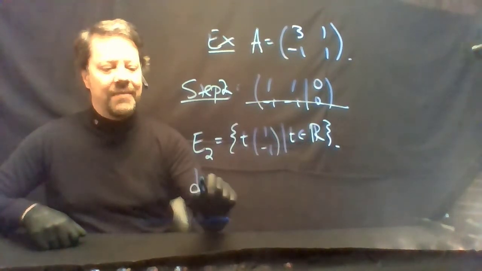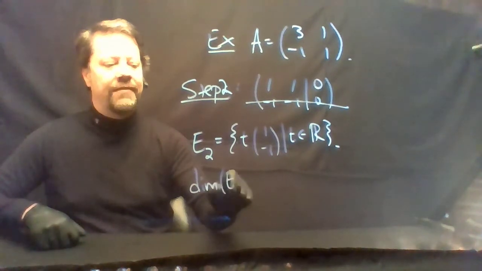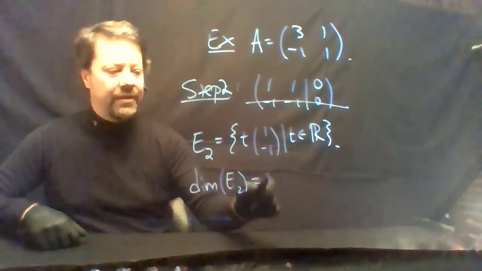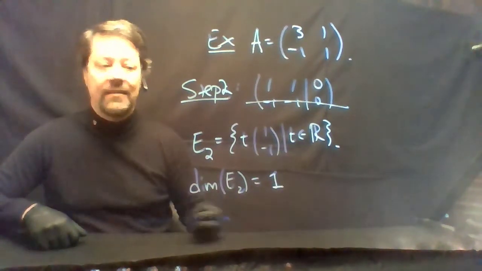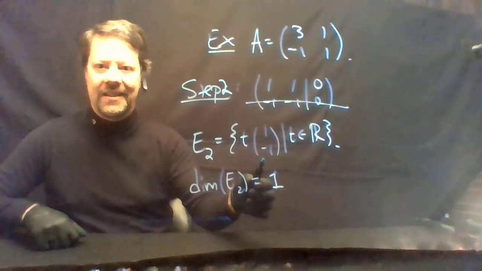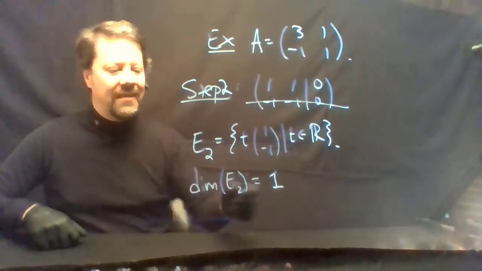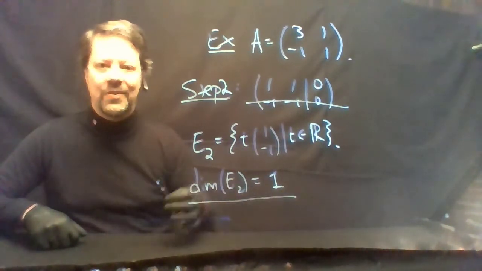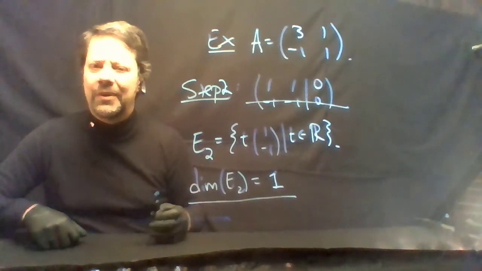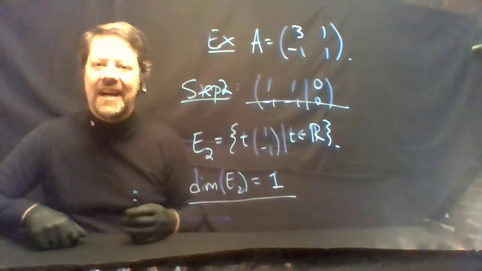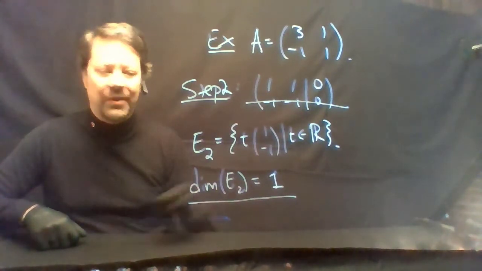Now I want you to notice something. The dimension of this eigenspace, since it only goes in one direction, is 1. A basis for the eigenspace is the vector (1, -1). The dimension of the eigenspace is 1. The algebraic multiplicity was 2. The dimension of the eigenspace is called the geometric multiplicity.